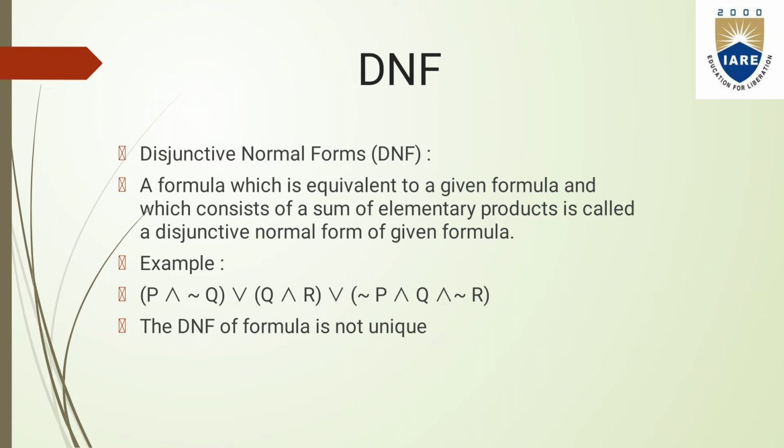Next, coming to DNF, disjunctive normal forms. A formula which is equivalent to a given formula and which consists of a sum of elementary products is called a disjunctive normal form of the given formula. So you can see the example: P and negation Q, or Q and R, or negation P and Q and negation R. The DNF of a formula is not unique. So if you use this DNF method to find the normal form, then you will not get unique values. So that is one disadvantage of this DNF.